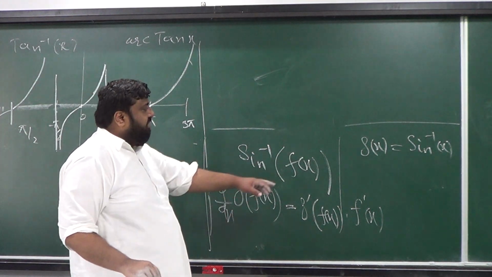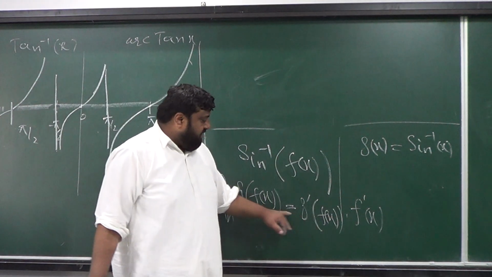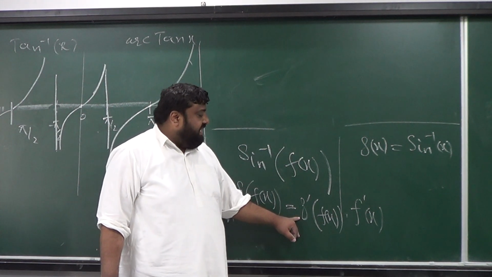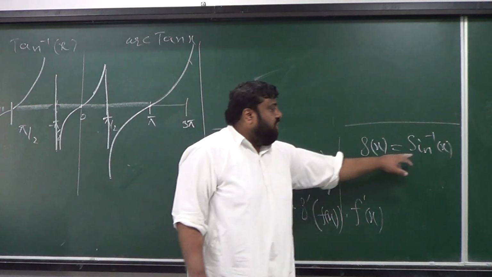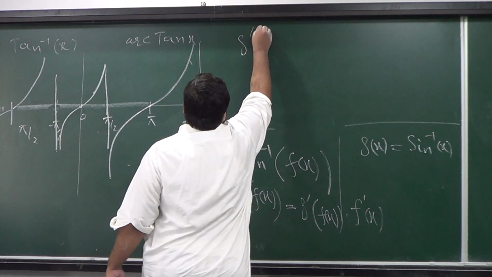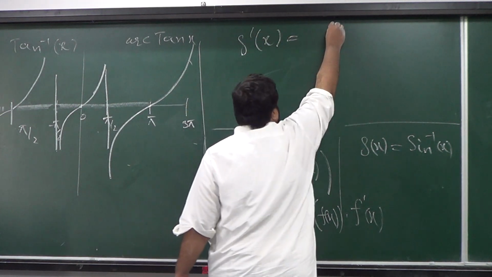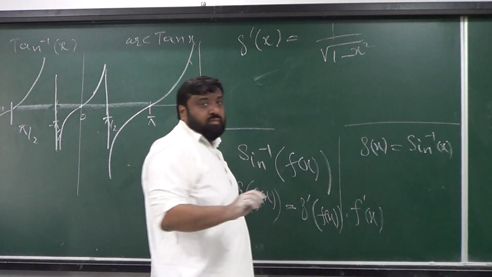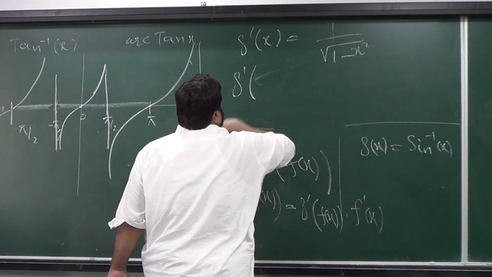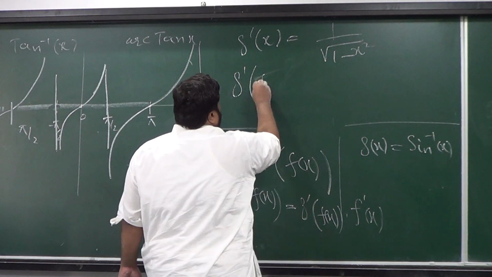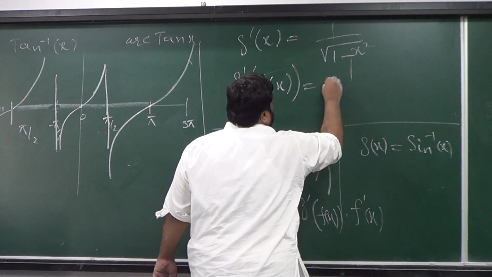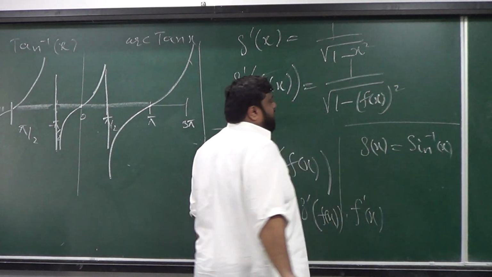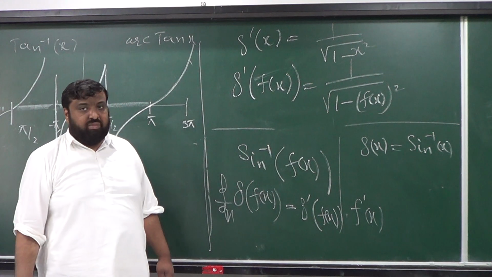So if g of x is sine inverse of x, I need to first compute g prime of x and then evaluate f of x into it, by the chain rule. So what would be g prime of x? We know that this is going to be 1 over the square root of 1 minus x squared. So this is g prime of x.